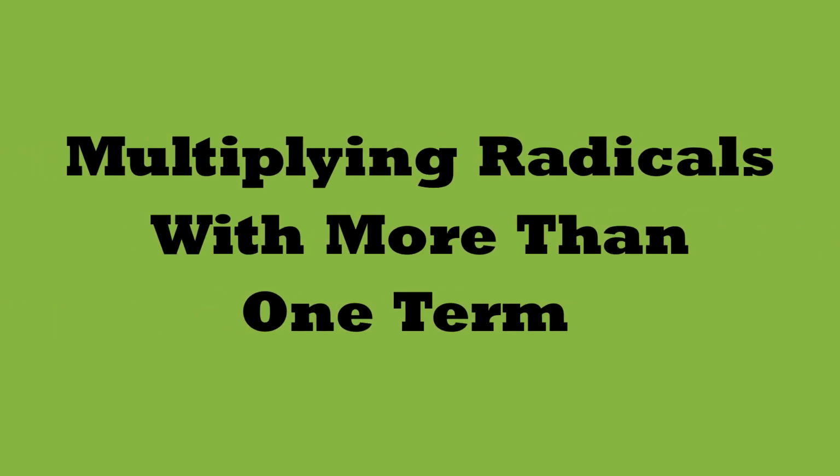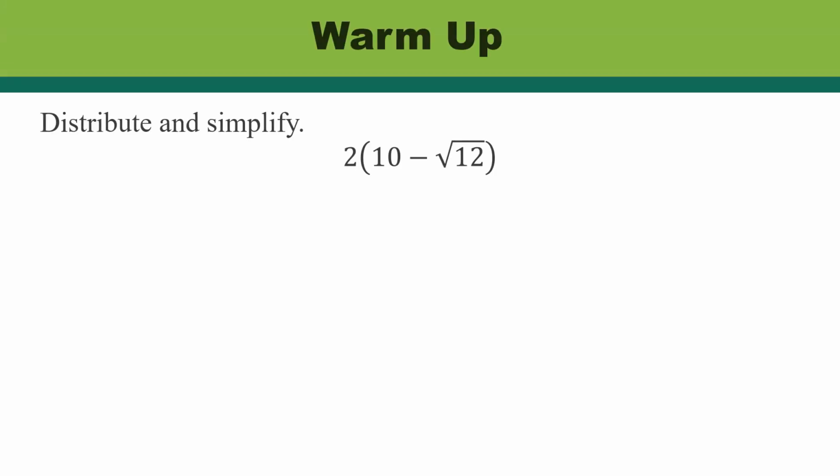Multiplying radicals with more than one term. For the warm-up, we're going to distribute and simplify. So we are going to multiply 2 times 10 and then minus 2 times the square root of 12. So 2 times 10 minus 2 times the square root of 12.